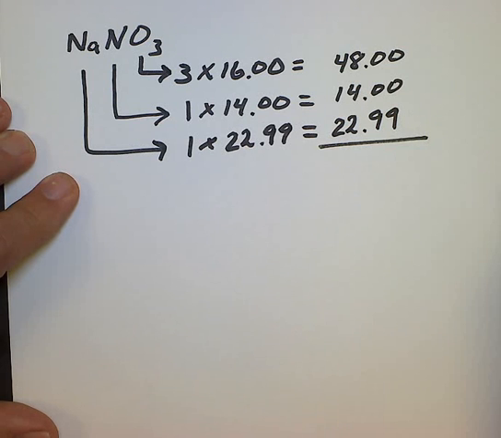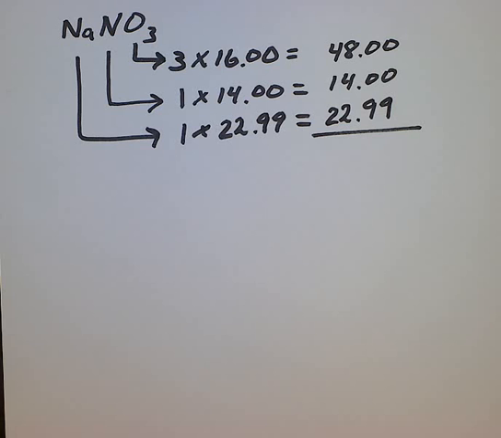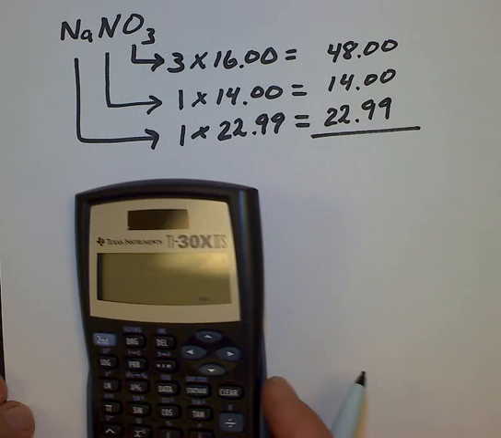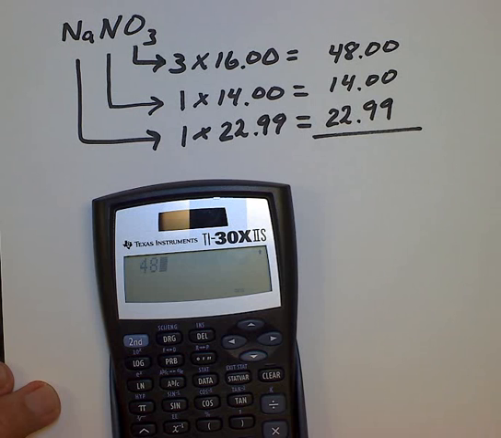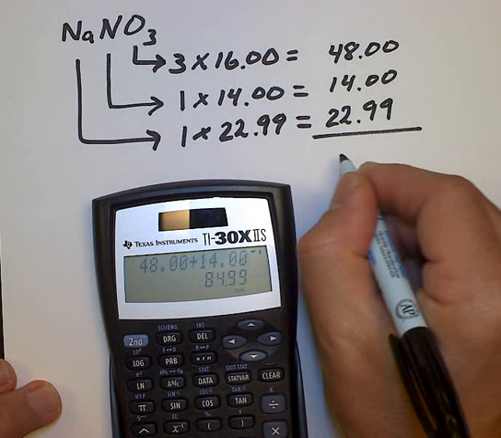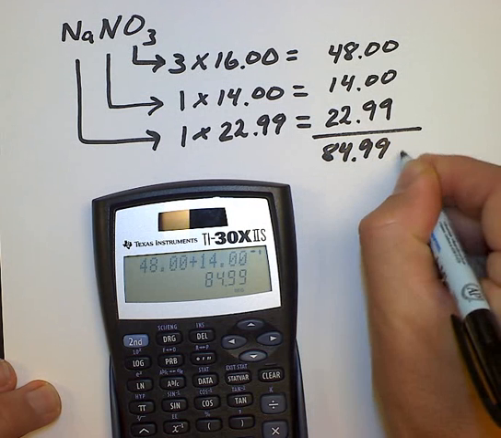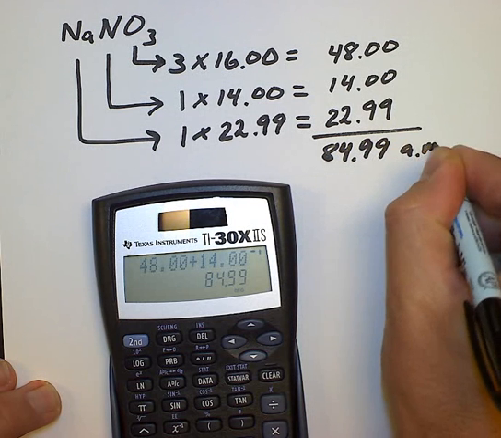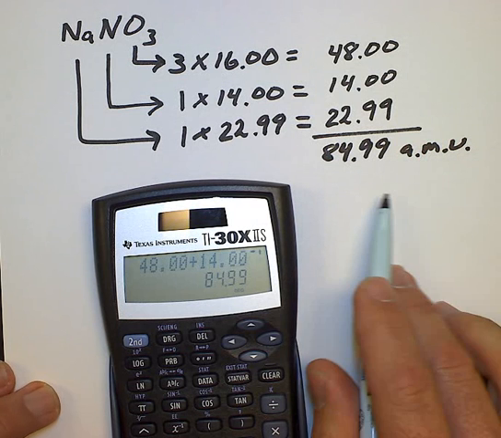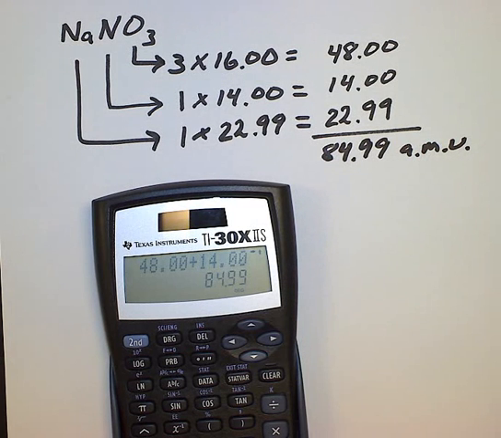Then we're going to simply add all those together. This is merely calculator work right here. We add 48, 14, and 22.99, and we get 84.99. So that's 84.99 AMUs, atomic mass units. That is the mass of 1 sodium nitrate. Or, if we use it as molar mass, we would say 84.99 grams per mole of these ions.